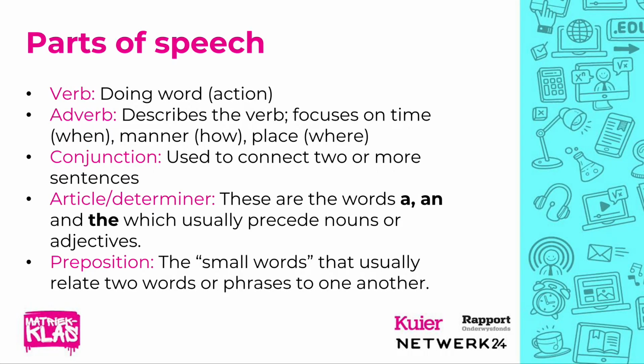These are the words a, an, and the, which usually precede nouns or adjectives. So automatically, if you are asked in the examination to identify the part of speech of a, an, or the, then you must know it's an article or it is a determiner. That is a basic rule that you need to know and need to understand.